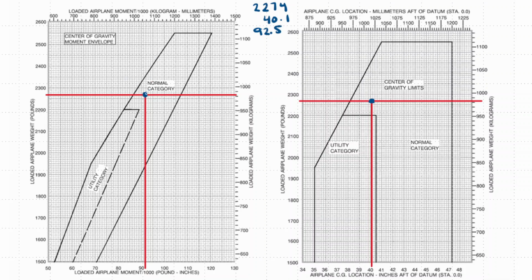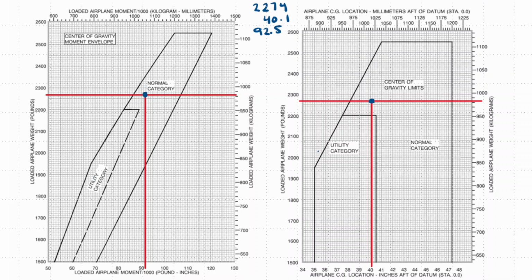And this blue dot here is where we are. Where these two lines intersect is where you will find yourself. And as you can see, we want to be in this black box, and we are, so we're within limits. Now, we're in the normal category. We're not in the utility category. So what this is telling us is we can't do like spins, okay? We could do some upper air work, going across country, but we can't do spins. But that's fine, we're still in the normal category. Our plane is within limits.